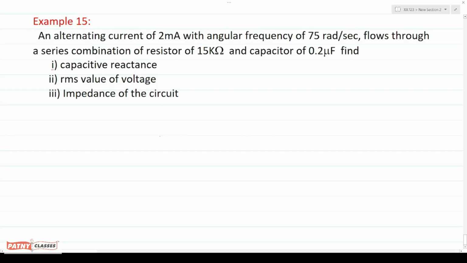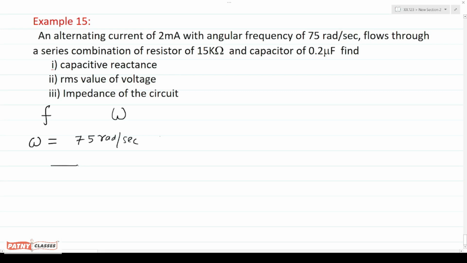In AC problem, there are two types of frequencies. One is F, the supply frequency. Another is angular frequency, which is nothing but omega. So in this question, omega is given, angular frequency 75 radians per second. First of all, let us draw the circuit diagram.